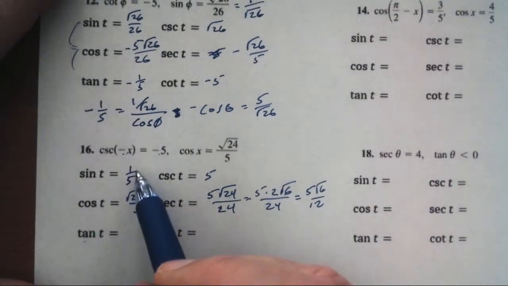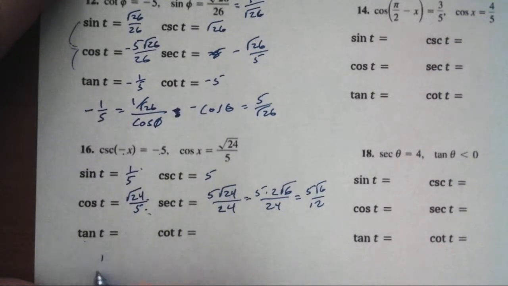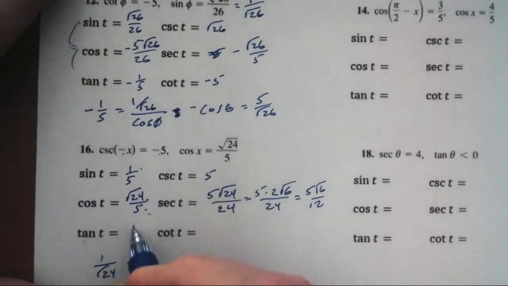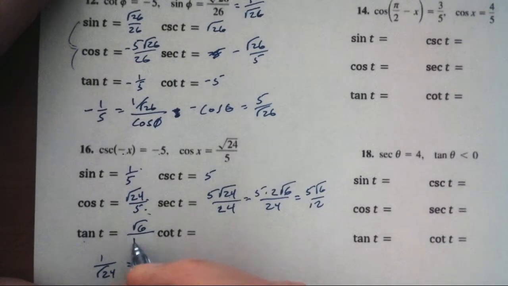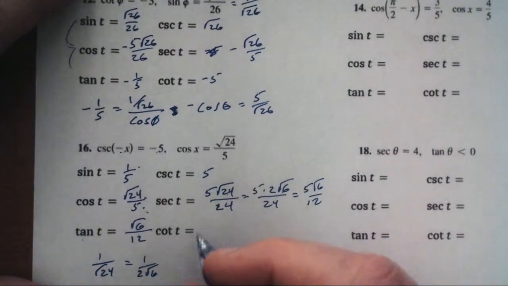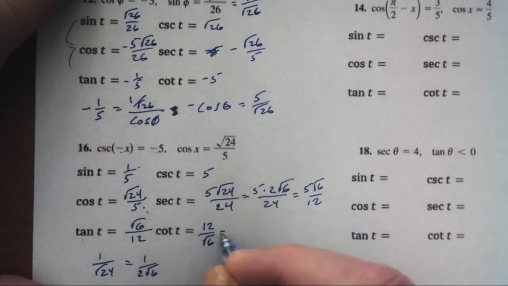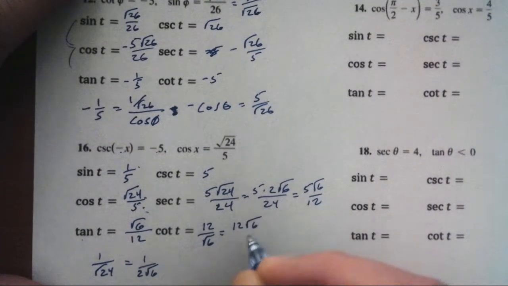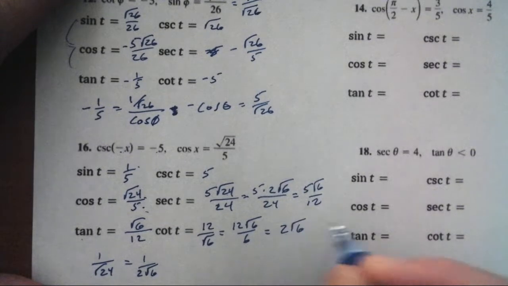Tangent is sine on cosine, 1 on 5, square root of 24 on 5. This just becomes 1 on square root of 24, which is 1 on 2 square root of 6, which is square root of 6 on 2 times 6, 12. Making cotangent 12 on square root of 6, or 12 square root of 6 on 6, or 2 square root of 6.